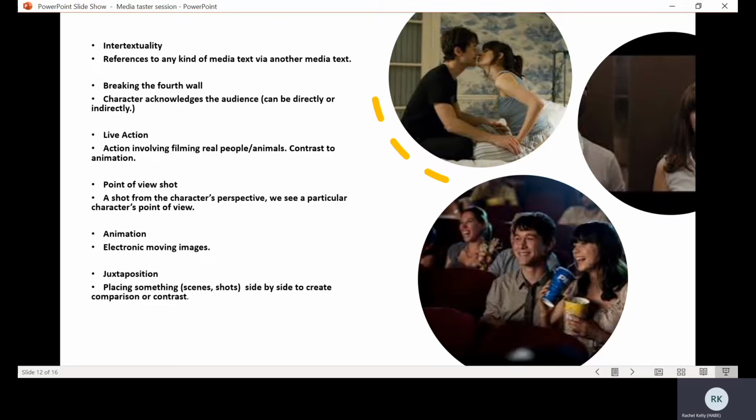So this happens quite often in music videos, where a music video may reference a film. If you know the video to Bad Blood by Taylor Swift, that references quite a lot of films. If you don't know it, have a watch and see if you can see which films are referenced in it.